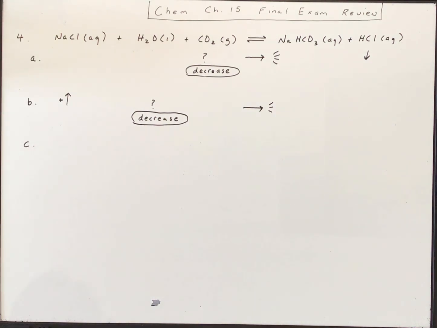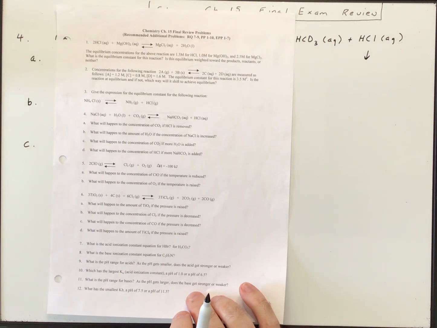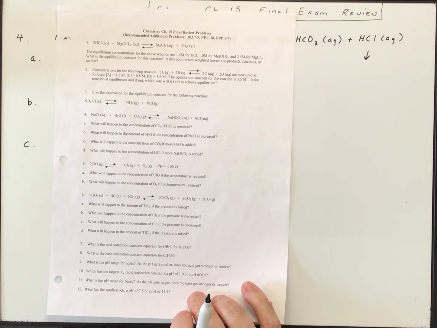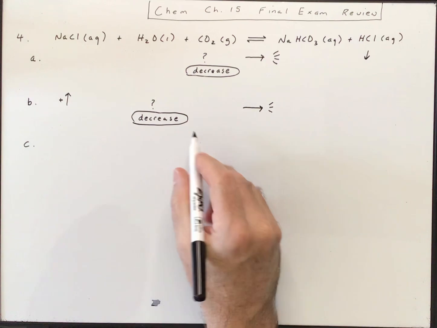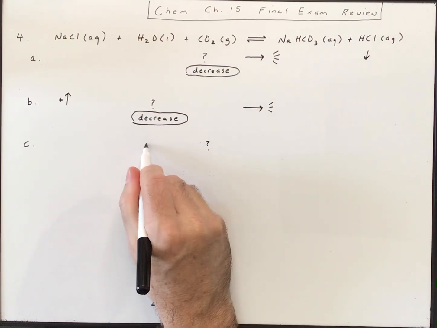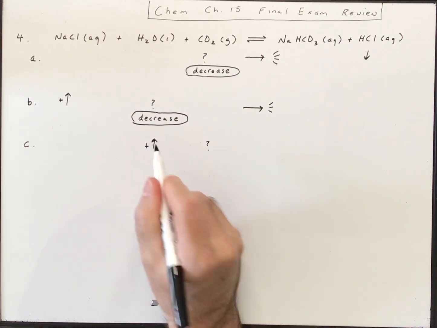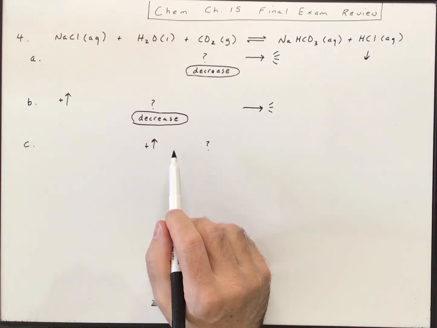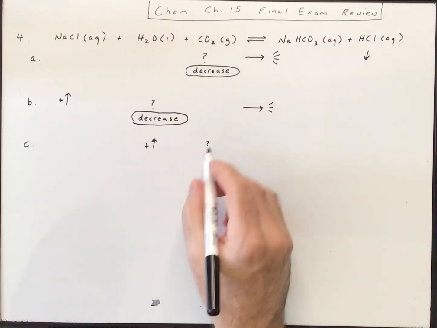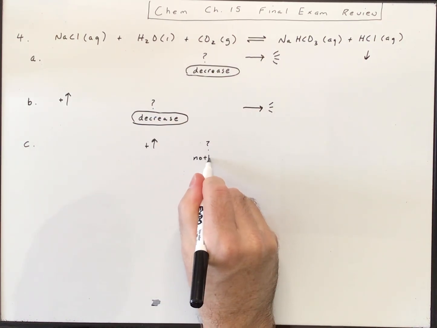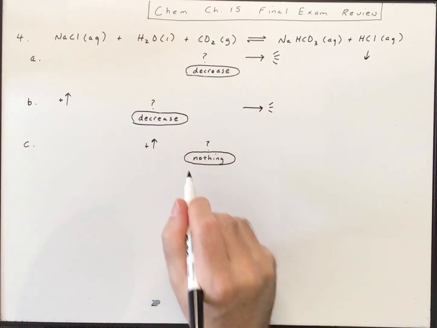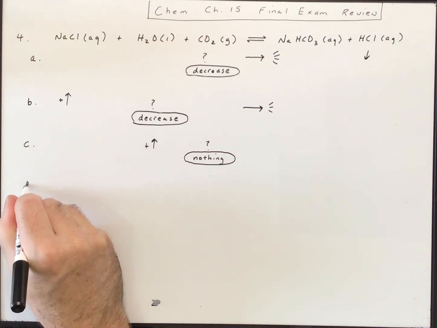All right, part C says what will happen to the concentration of CO2 if more H2O is added. Okay, let's put a question mark. What will happen to CO2 if H2O is added? Well, you can't stress an equilibrium with a liquid or a solid, so nothing will happen. Nothing happens to CO2 in that case.